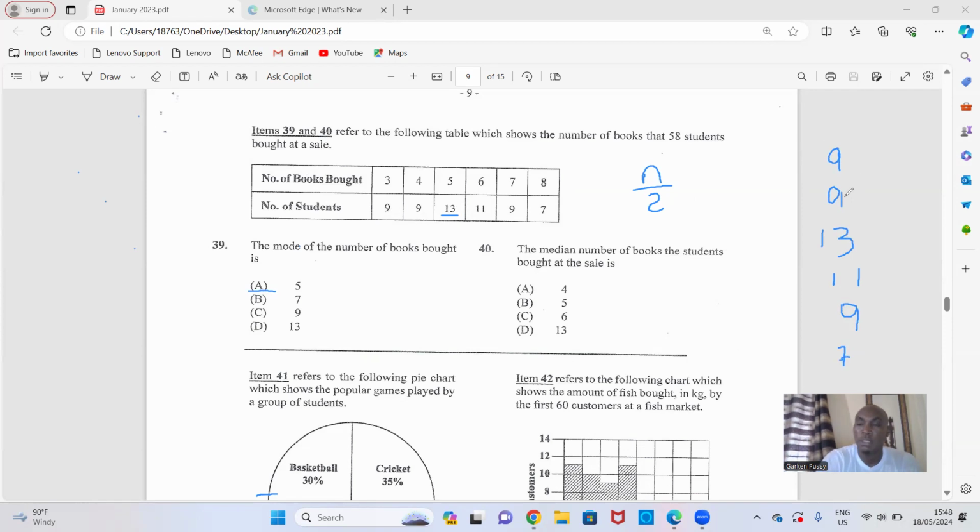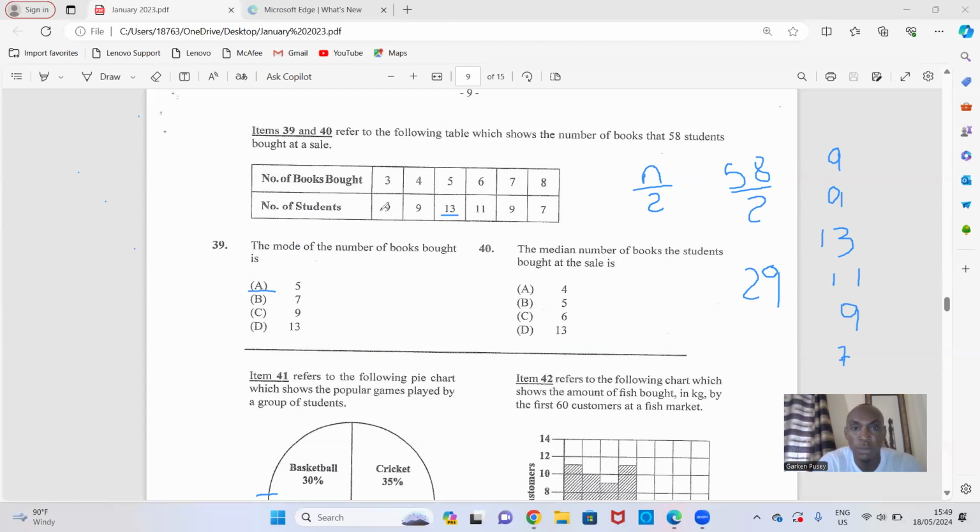So let's add up all of these and see what we get. 9 plus 9, that's 18. 18 plus 13, that's 31. So 18 plus 10, 28 plus 3, 31. Plus 11, 42. Plus 9, 51. Plus 7, 58. So the 58 over 2 position is where we're going to find the median. 2 into 58: 2 into 50 is 25, and 2 into 8 is 4, so 25 plus 4 is 29. So the median is going to be at the 29th position.